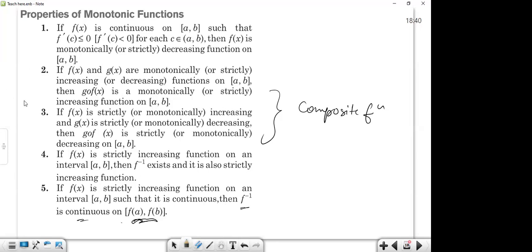Are all these points clear? If not, you can ask. No doubt, sir. Okay.